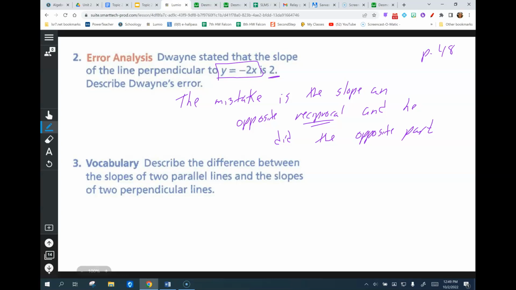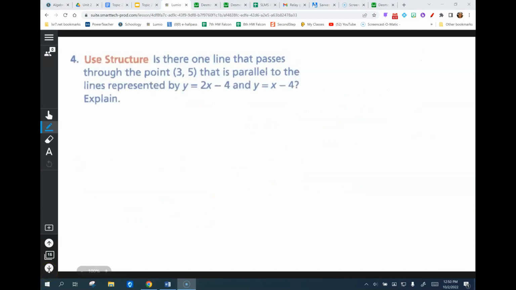Number 3, describe the difference between the slopes of parallel lines and slopes of perpendicular lines. Well, if they're parallel, they're going to have the same slope. And if they're perpendicular, the slopes will be negative reciprocals. Opposite reciprocal. See, I even usually say it as negative reciprocals. Okay? I love this question because you have to think.